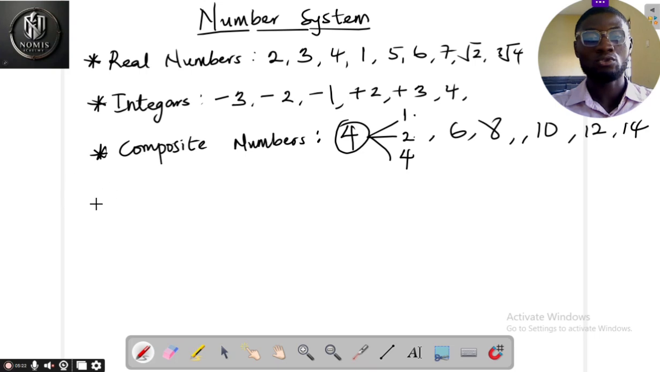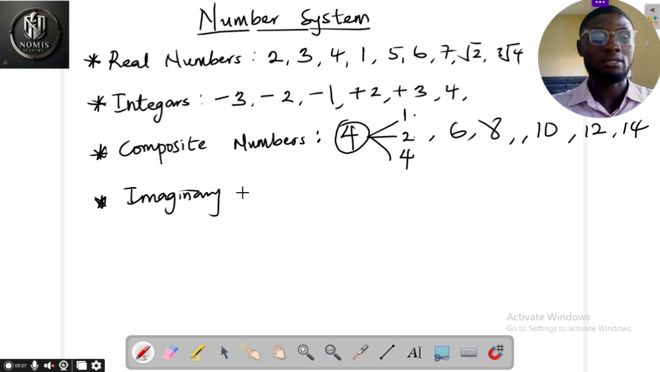So we also need to know that there are what we call complex numbers. Before we go to complex numbers, let me bring about imaginary numbers. What are imaginary numbers? Imaginary numbers are numbers that when squared give a negative result. When they are being squared, they give a negative result. i is the imaginary number.